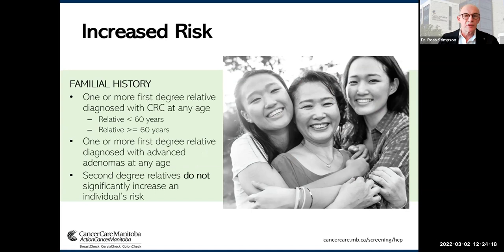And again, we're talking about increased risk due to family history. We generally conclude that the more first degree relatives that you have, the higher your risk is for colorectal cancer. In particular, two or more first degree relatives retains the highest risk for developing colorectal cancer. When we're looking at one or more first degree relatives diagnosed with colorectal cancer, very many guidelines actually separate into two parts. Individuals that have one relative less than 60 years of age are deemed to be at higher risk than those that have a relative who developed colorectal cancer over the age of 60.